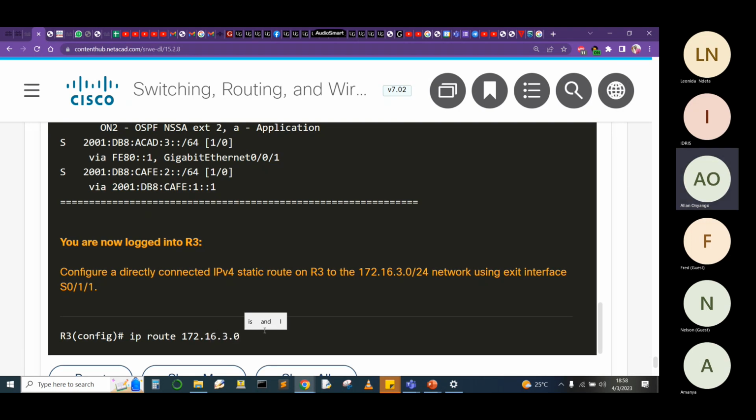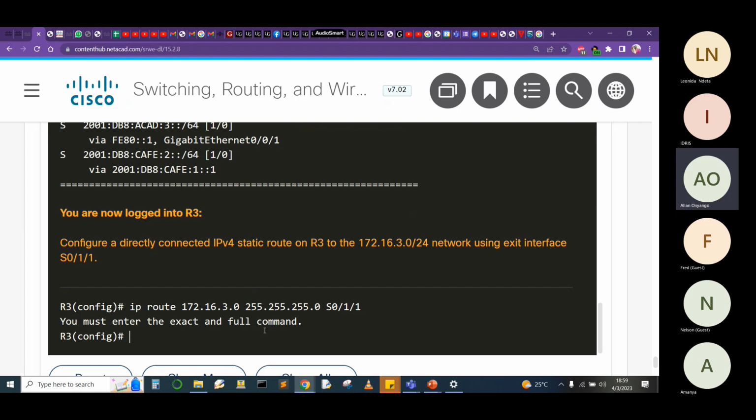172.16.3.0 slash 24 is 255.255.255.0. And you put the exit interface, which is S. I don't know whether they'll need capital S or small s. You see, they are refusing. They have given us a capital S, but they actually need you to use a small s. It is because this is syntax checker.